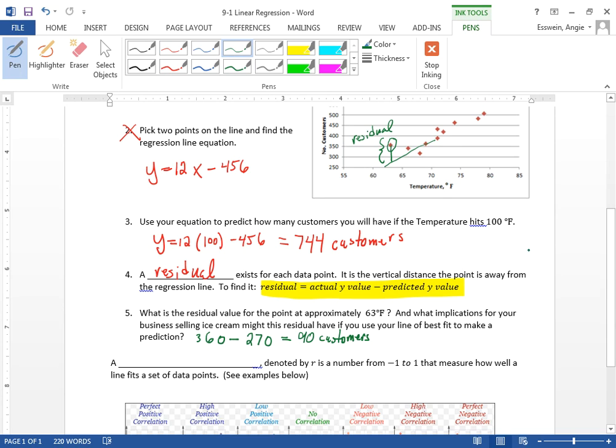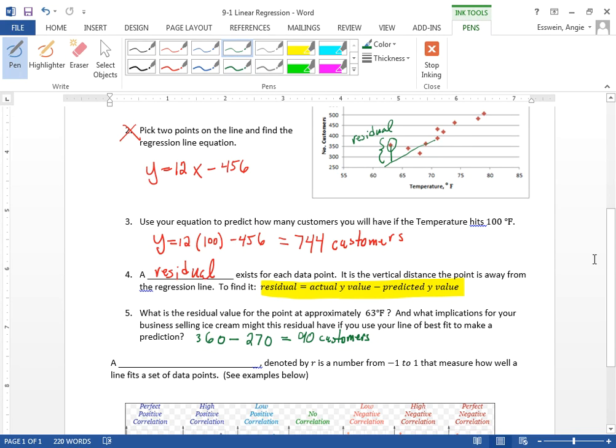What your calculator will do for you is, you give it the data points in 2 lists, the X and Y values, and it will minimize the residuals. That's how the calculator finds the line of best fit. It can't eyeball it like we did, but it'll minimize these residuals.